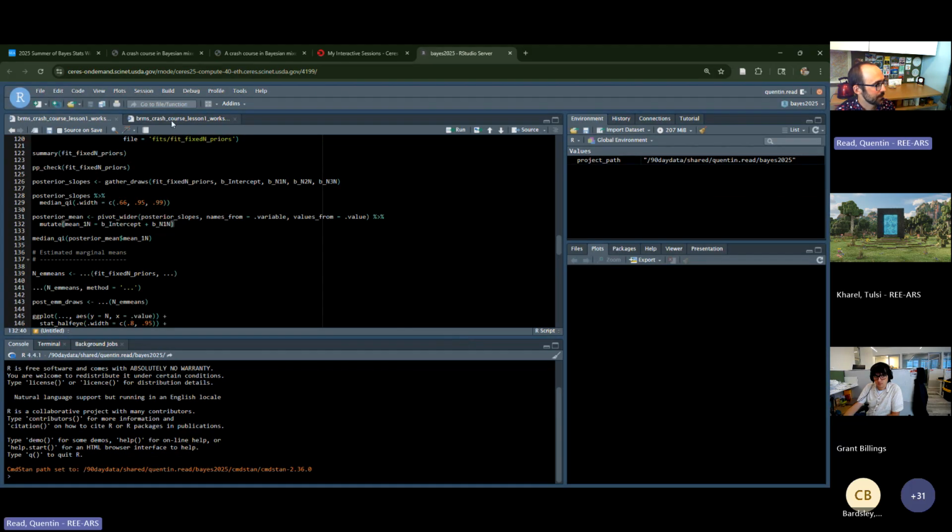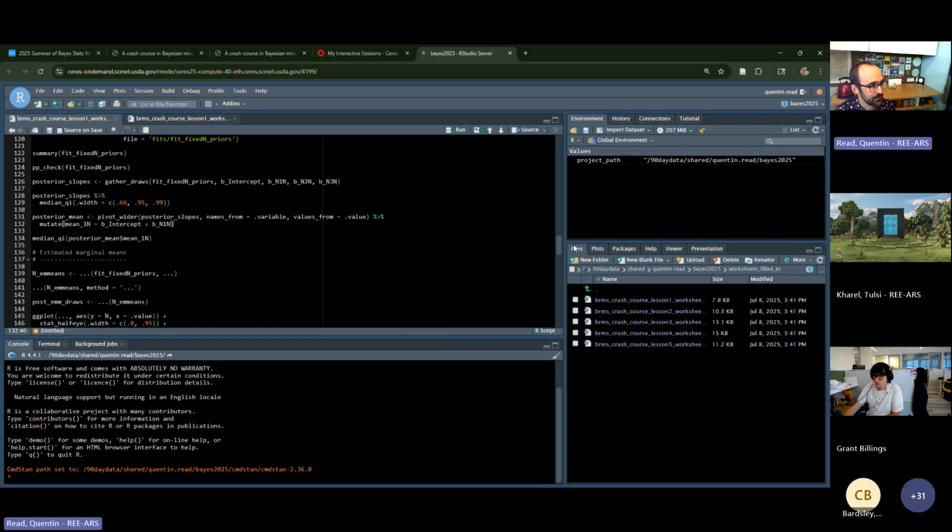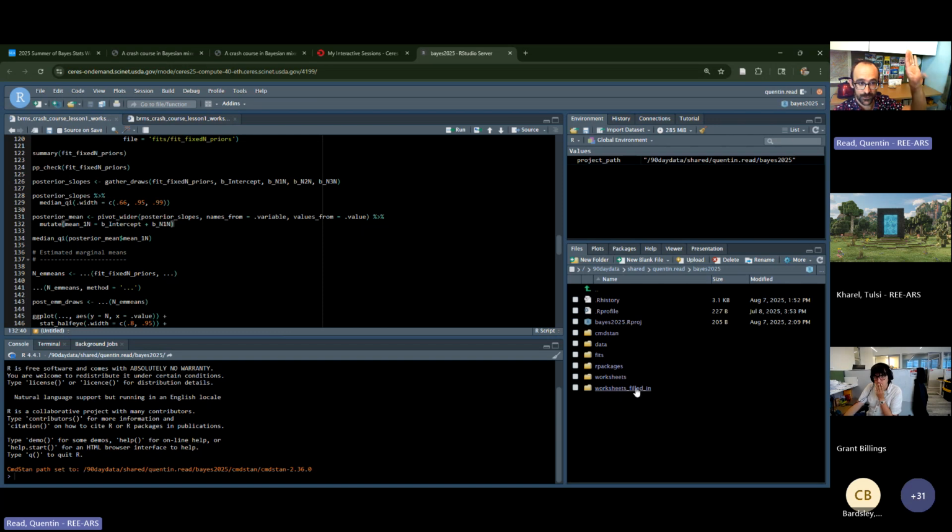Okay, so now I'm in here. You should be able to navigate in the Files tab through these directories to the worksheets that are already filled in. Because we're going to just run all the code up to the point where we left off last week, so that everything is as it should be in our environment, so we can continue. The data will be loaded, and all the models we fit previously will be in there.